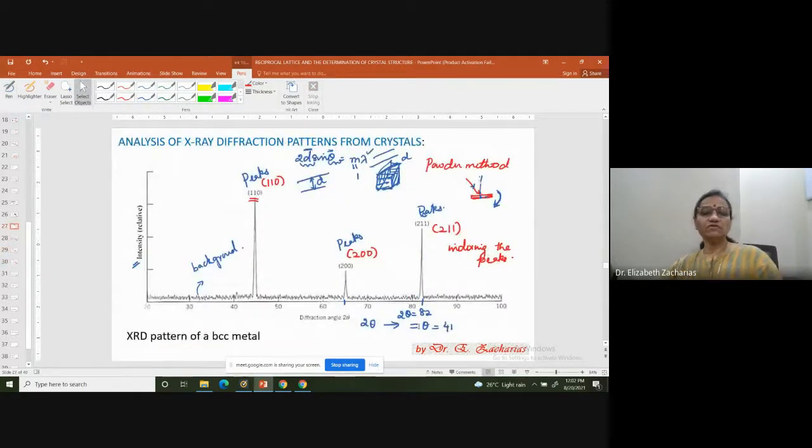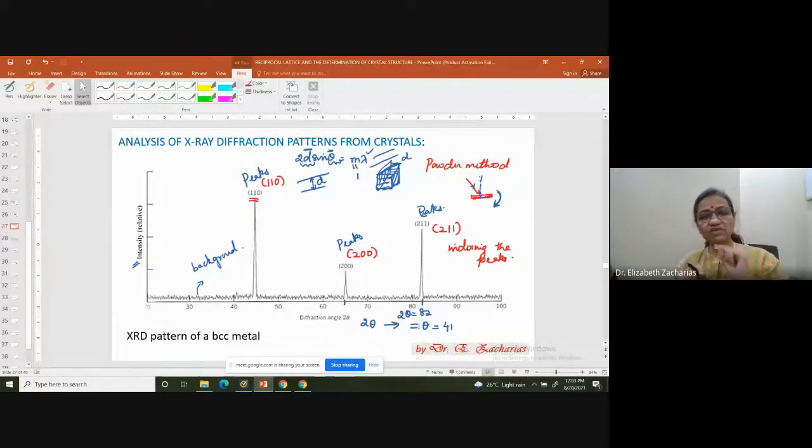Now look at this picture. What did I show you? What did I tell you was this X-ray diffraction pattern? I said this is the X-ray diffraction for a BCC metal. A BCC metal is going to have a primitive lattice, which is simple cubic, and you can take the basis as two atoms sitting at 000 and half, half, half.